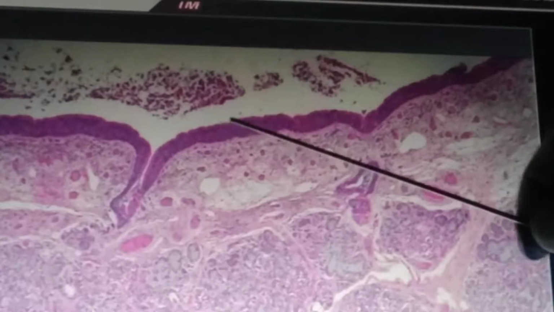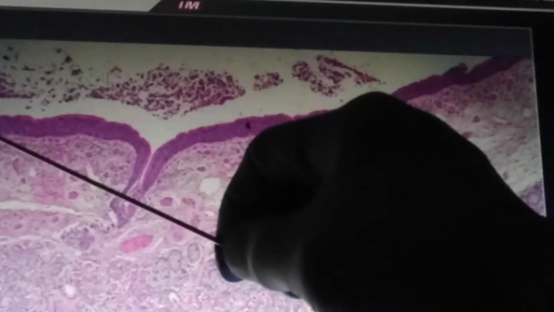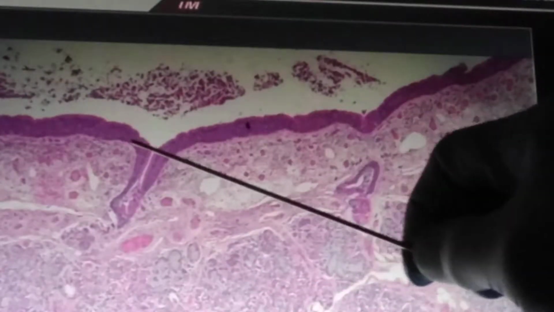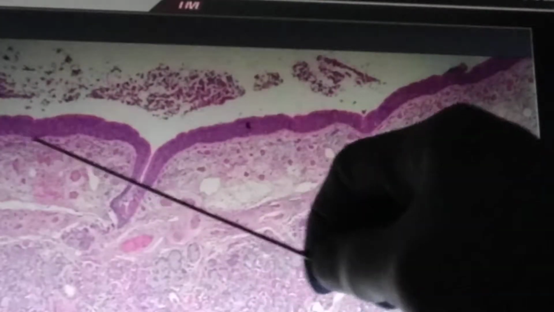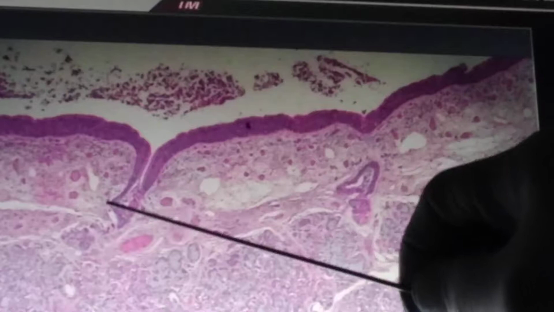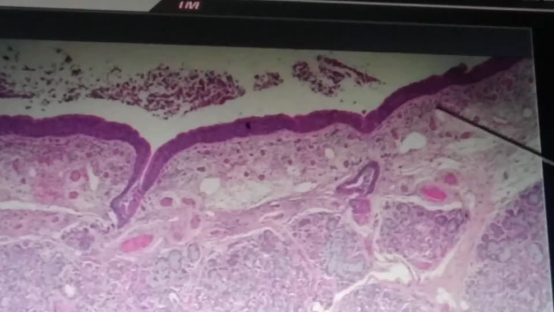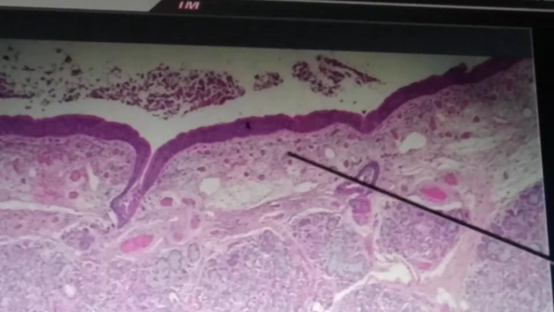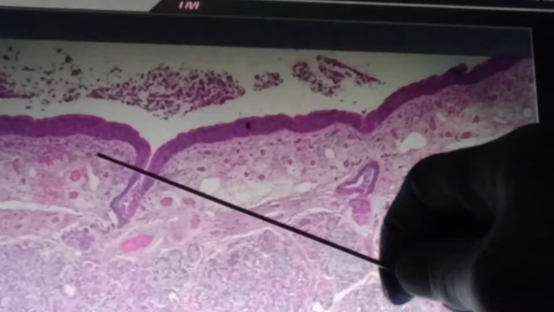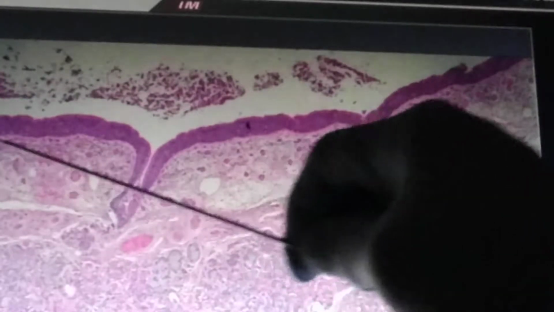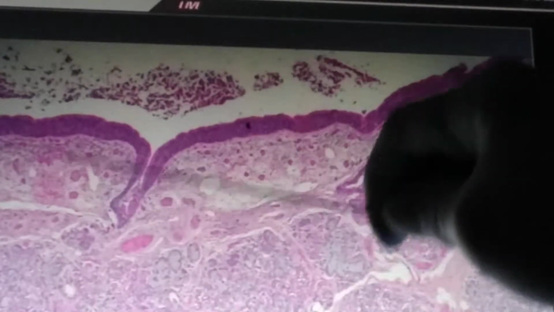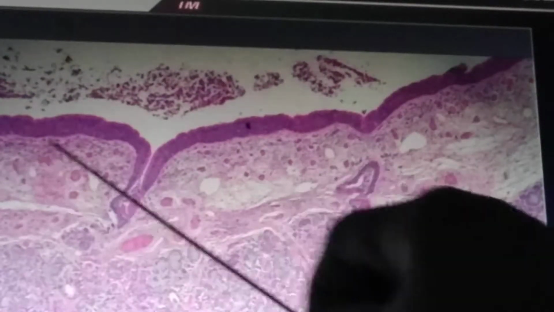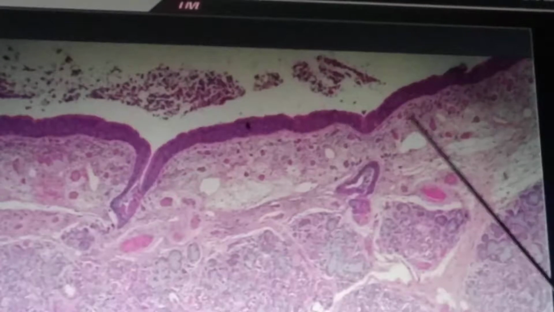It's ciliated also. The line underneath it is the basement membrane, and the layer underneath is the lamina propria. The lamina propria is a loose connective tissue underneath the basement membrane. The whole thing is known as the mucosal layer. So this is the mucosa, or the mucosal layer of the trachea.